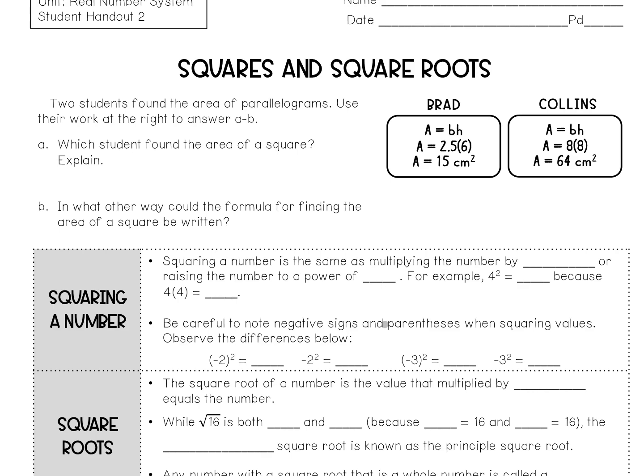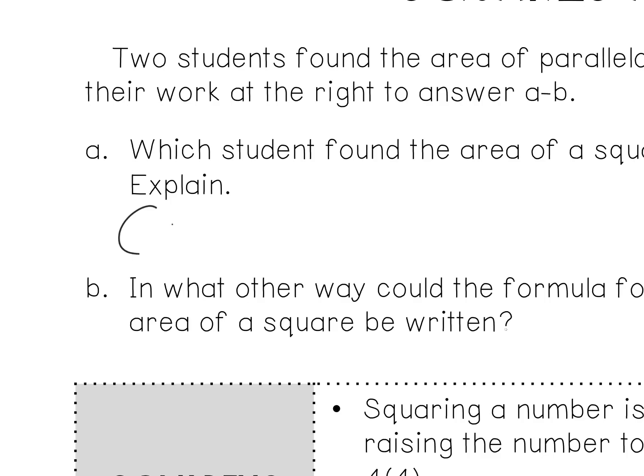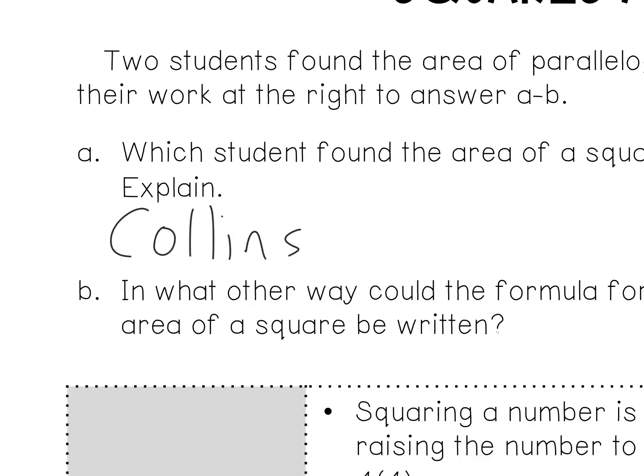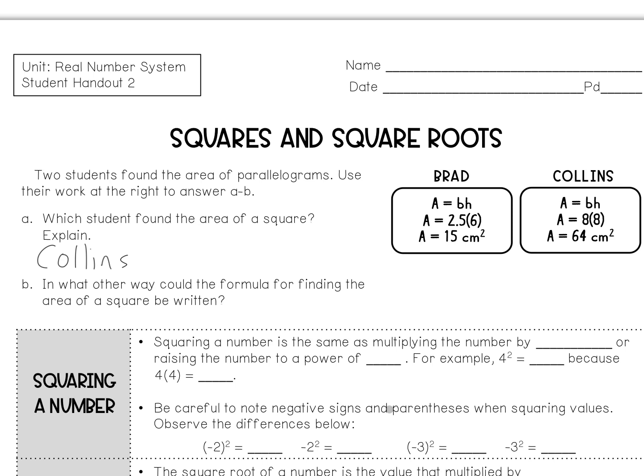Collins? Okay, why do you think that Collins found the area of a square? Because he multiplied the two same numbers, and squares have equal sides. So you're saying based on that right there, being 8 and 8, the shape that he found the area for must have been a square, right? Okay, great. What other way could the formula for finding the area of a square be written? How else could I write that instead of BH?